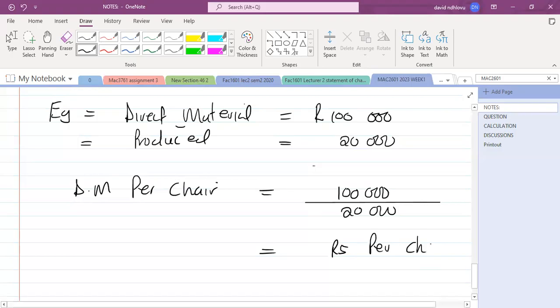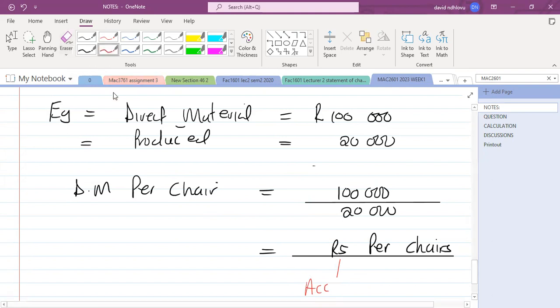Remember the chairs are exactly the same type and design. So they consume exactly the same quantity of material per each unit. So no one can dispute this calculation. This is accurate. So this is one of the characteristics of a direct cost.